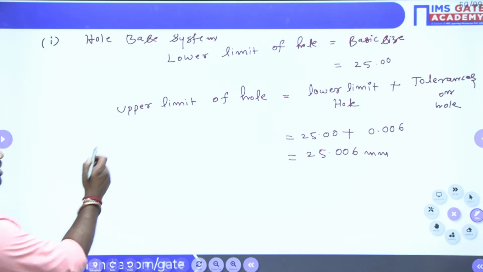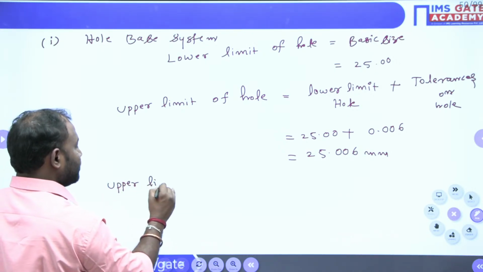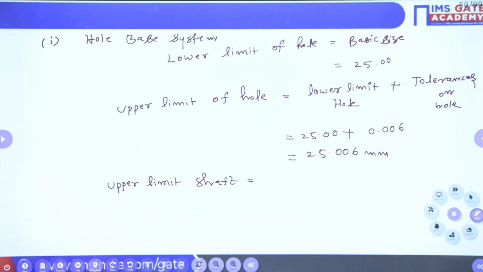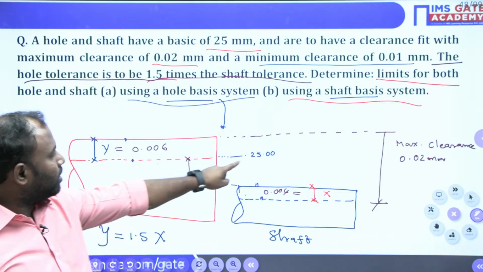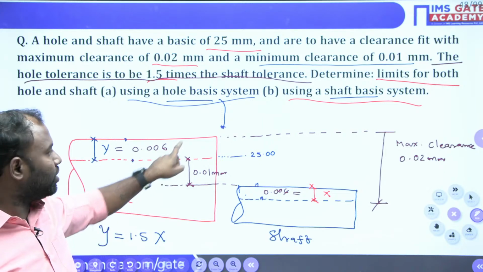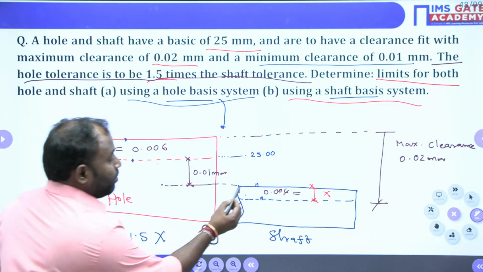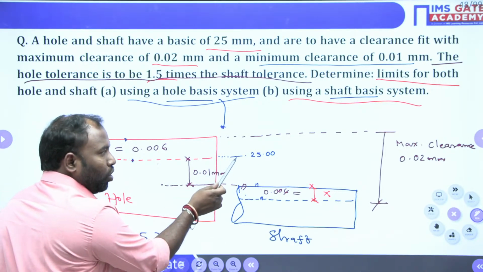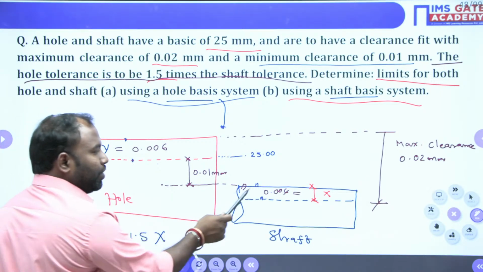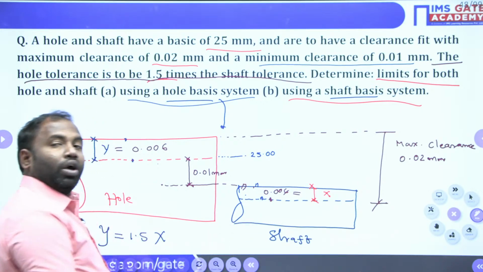Okay, next is the upper limit of the shaft. Now, guys, I know that the lower limit of the hole in the hole base system is 25. For that I add tolerance so that I can get the upper limit of the hole, isn't it? Now if I want the upper limit of the shaft, what happens? Lower limit of the hole minus 0.01, then you will get the upper limit. Once you get the upper limit of the shaft, if you deduct 0.04, you are going to get the lower limit of the shaft, isn't it?